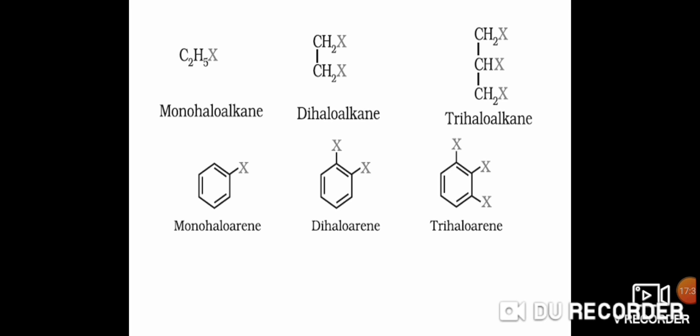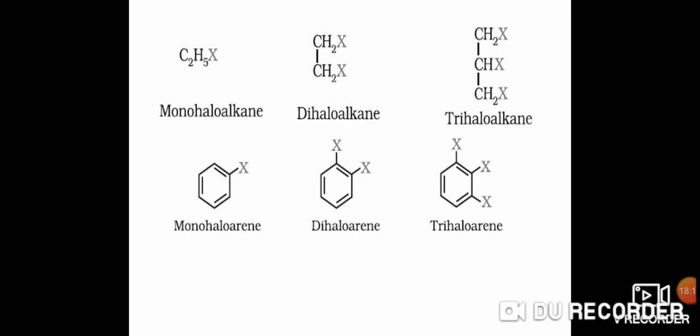The second compound is CH2X, CH2X. So here two hydrogen atoms from CH3, CH3, are removed and displaced by two halogen atoms, and that is why they are called dihaloalkane, that is dichloroethane. If the alkane is ethane, it is dichloroethane. The halogen is chlorine.